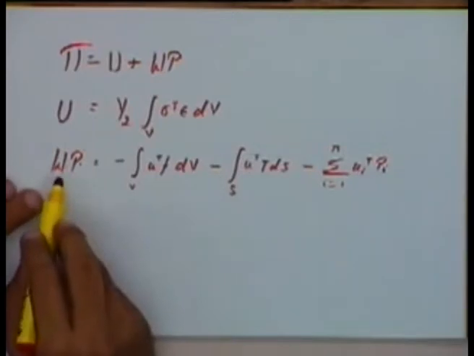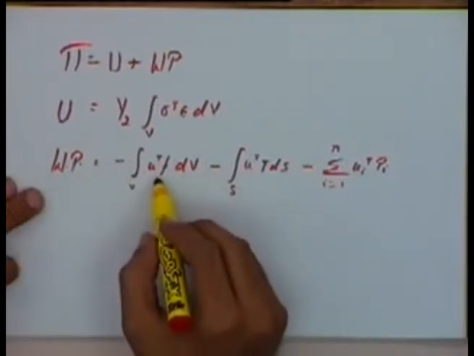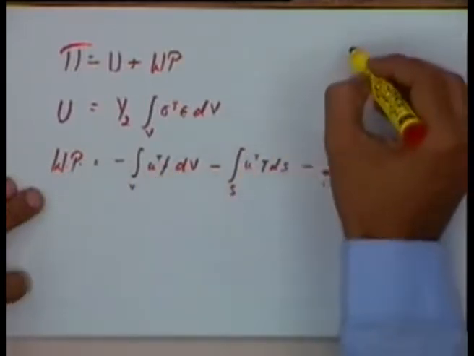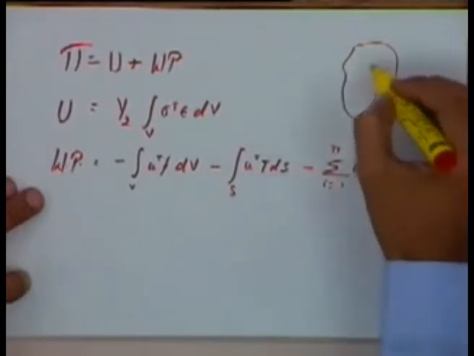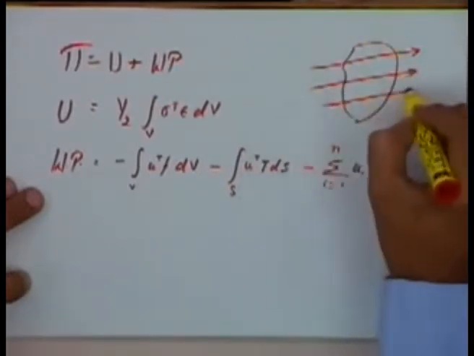This work potential is essentially the work that would be done against the forces that are acting. So, if there is, let us say, a body force, this is my object and there is a force field here like this.